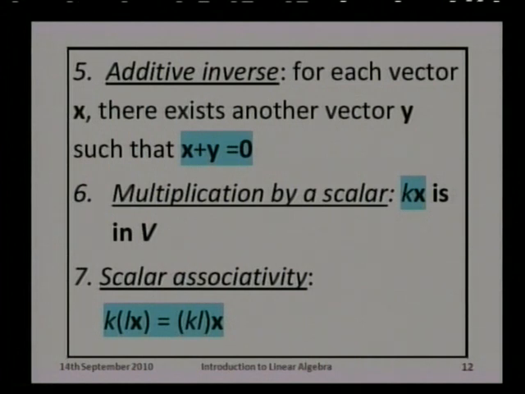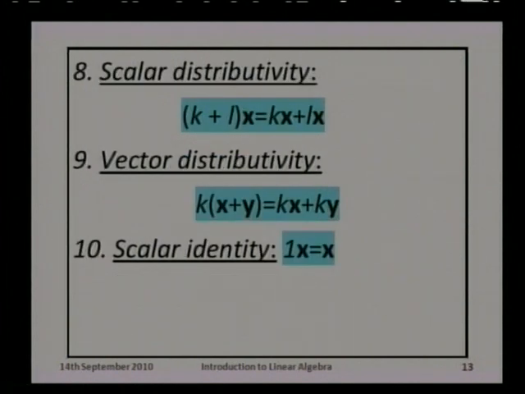Then scalar associativity: k and l are scalars, then l into x, multiplied by k, will be the same as k into l, the scalar multiplication among them, into x, and these two should be equal. Then the eighth condition is scalar distributivity. So (k plus l) into x is equal to kx plus lx.